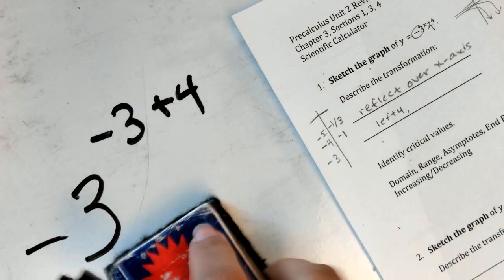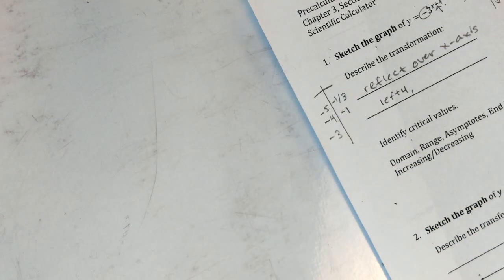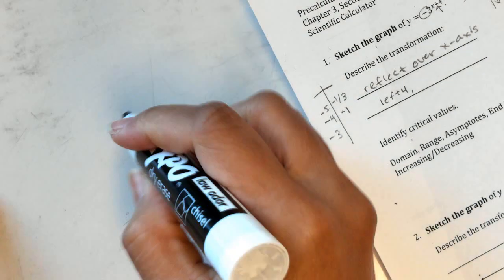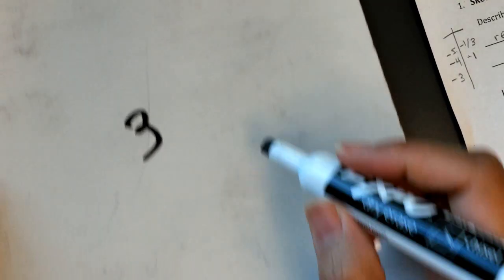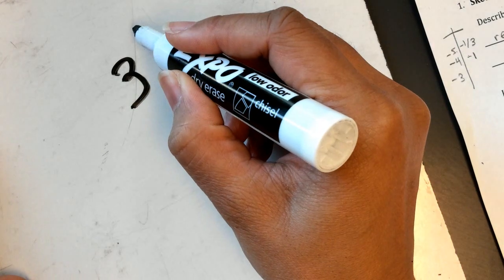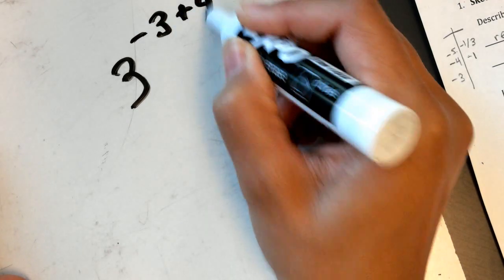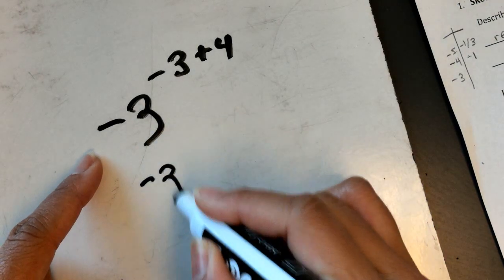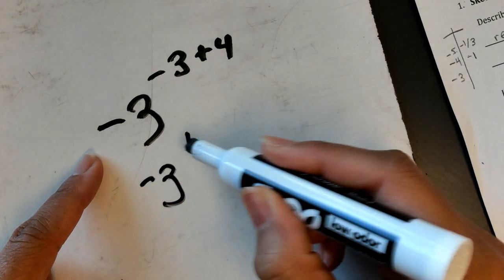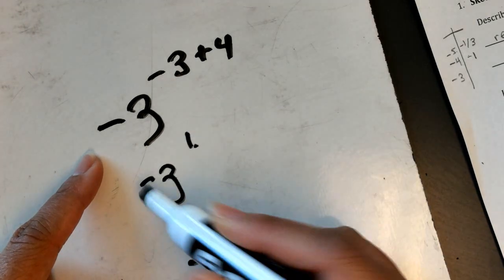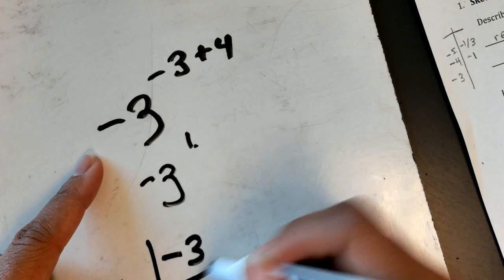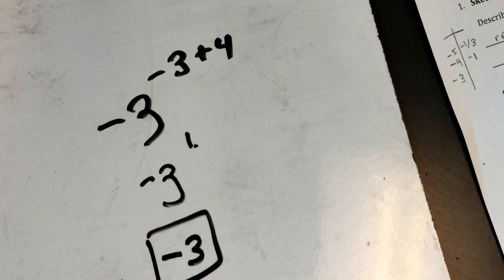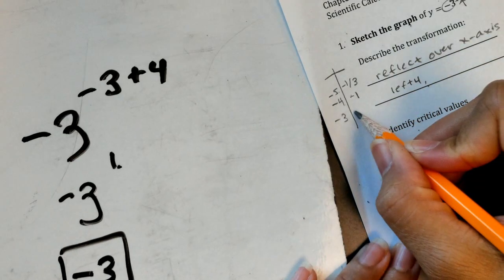Let me do that one more time. It's in the frame. So I'm plugging in a negative 3. Okay, so this is my function. I plugged in a negative 3. Negative 3 plus 4 is 1. 3 to the power of 1 is 3, and you still have that negative there. So that's just negative 3. So I'll add that to my table.